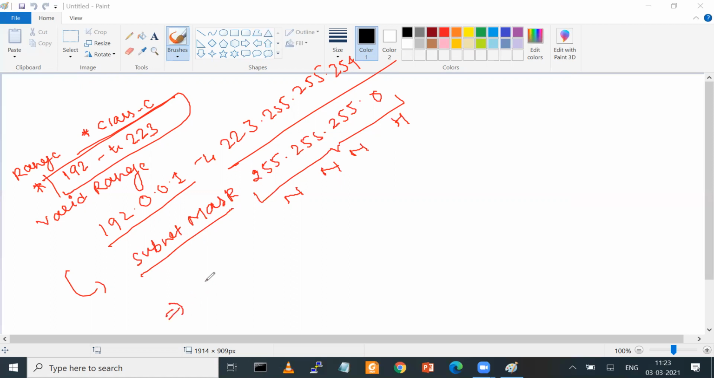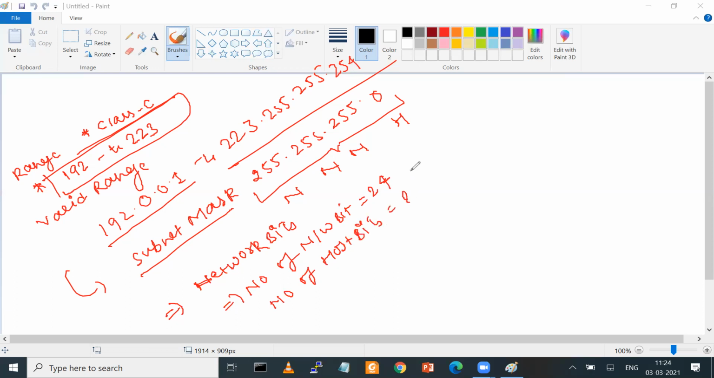So if I ask you guys the number of network bits, how many bits are we getting here for the network? What exact number are we getting? Network bits, how many in this? 8, 8, 8, 24. So the number of network bits is equal to 24. The number of host bits is equal to 8.